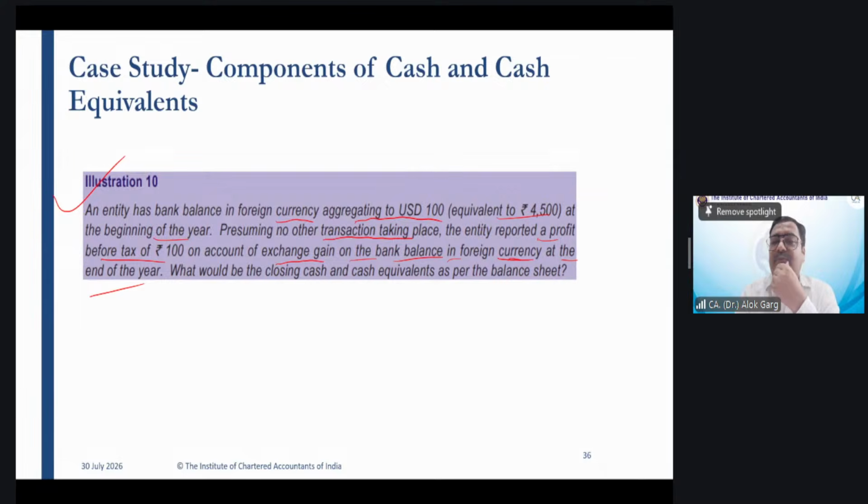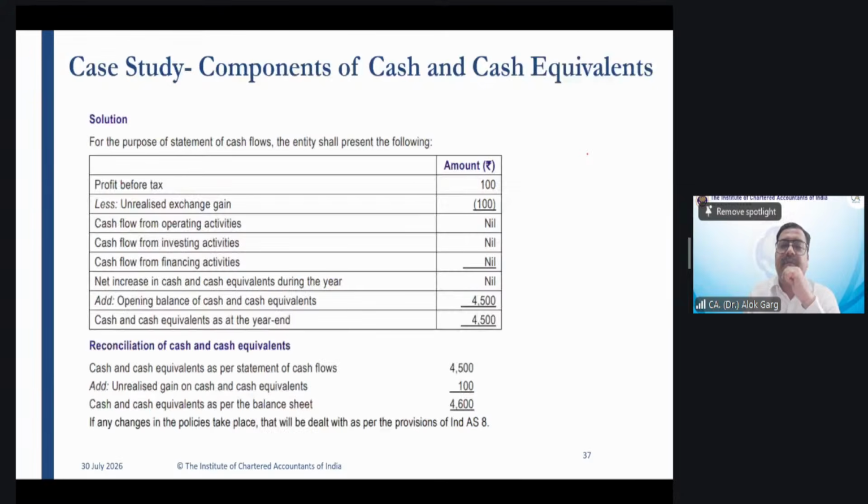So there is 100 rupees of gain, due to the exchange fluctuation. What would be the closing cash and cash equivalent as per the balance sheet? If 4,500 is the opening cash and cash equivalent, and there is 100 rupees of exchange gain, then tell me what should be the closing cash and cash equivalent, my dear friends?